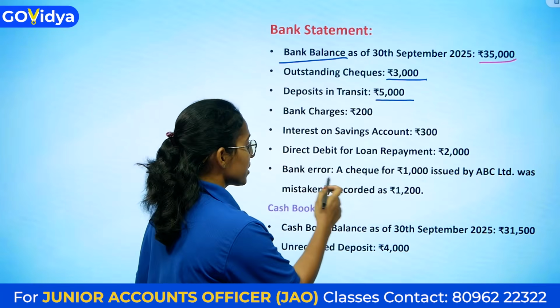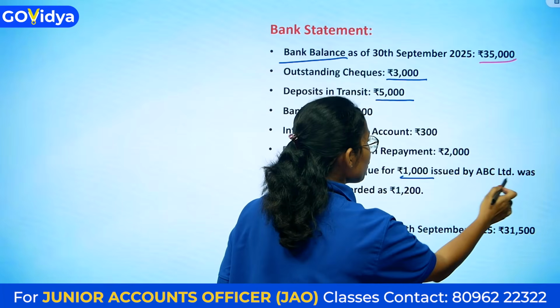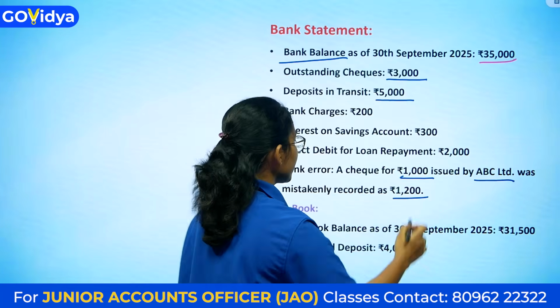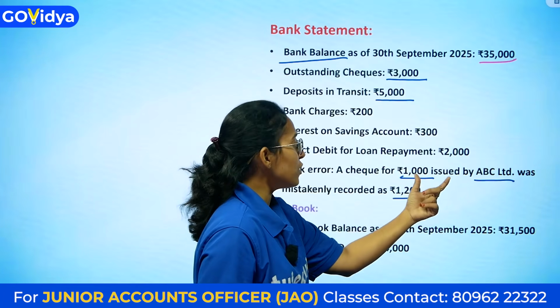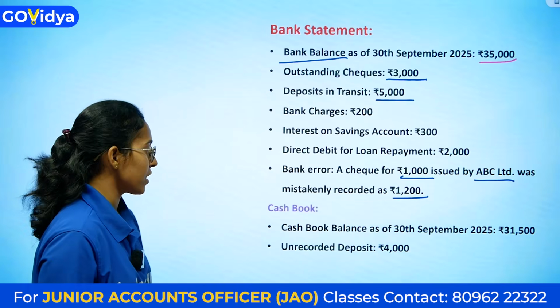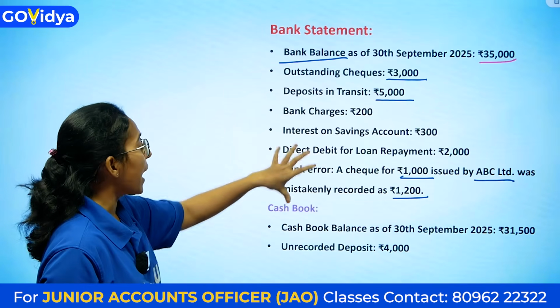Now, bank error. A check of 1,000 rupees issued by ABC Limited was mistakenly recorded as 1,200. What does it mean? Instead of 1,000 rupees, they have considered it as 1,200, which is a numerical error. Now, this is as per the bank book.